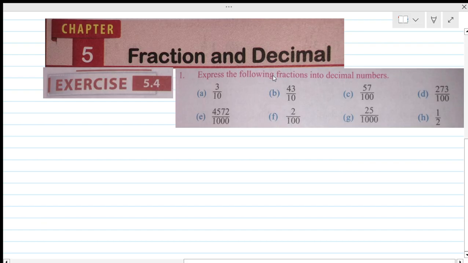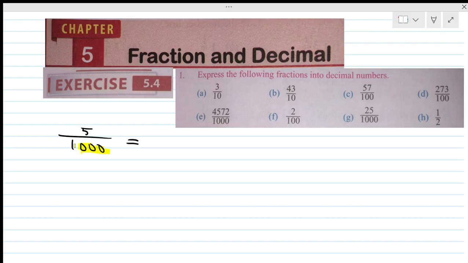For this, let me take one example. Suppose there is 5 divided by 1000. When we convert this fraction into decimal, we are very sure that in the denominator there are all zeros with 1 in front. So it may be 1000, 10,000, 1 lakh, or 10 only.